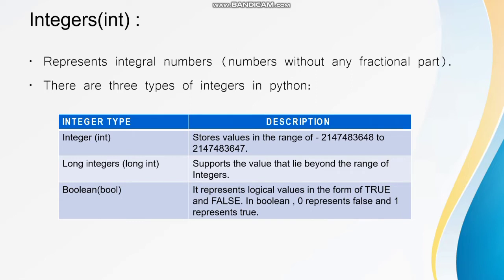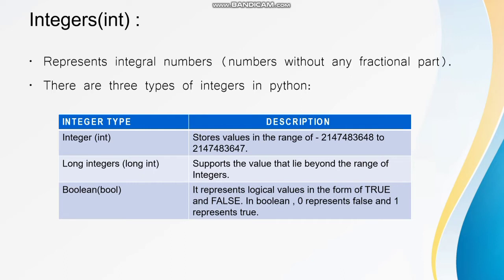There are three types of integer in Python and let's have a look at them one by one. First is integer, int. You have to learn all the symbols properly. Now the description: integers store values in the range of -2147483648 to 2147483647. These are the two numbers between which integer stores values. And talking about the second type, long integers, long int. This is the symbol. They support the values that lie beyond the range of integers.